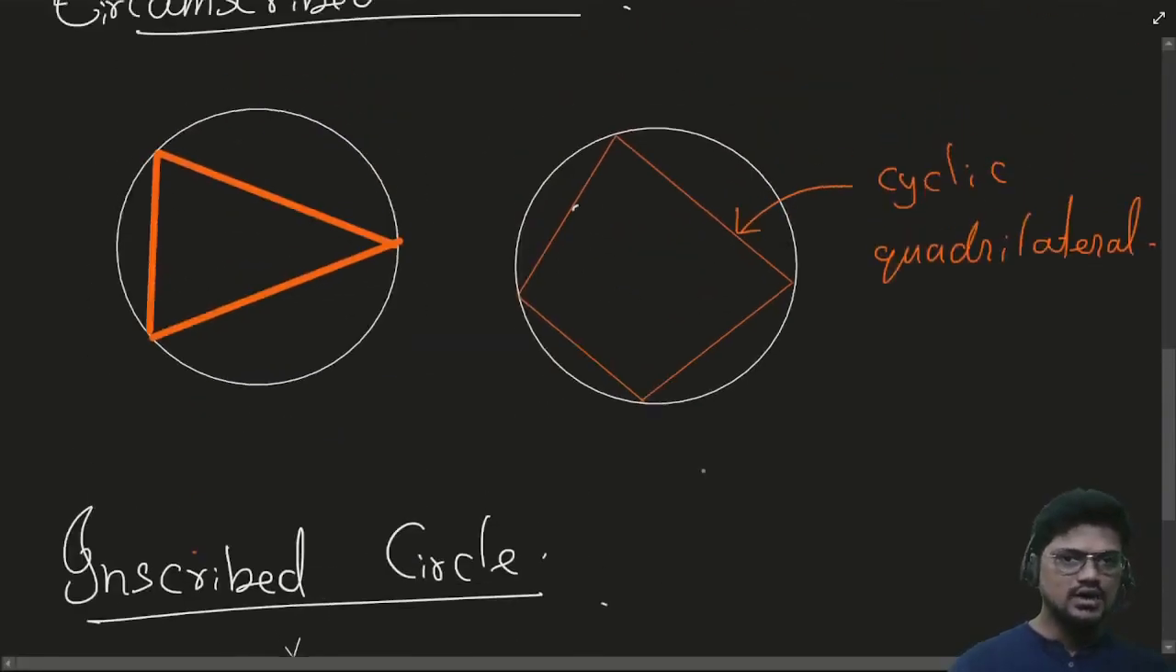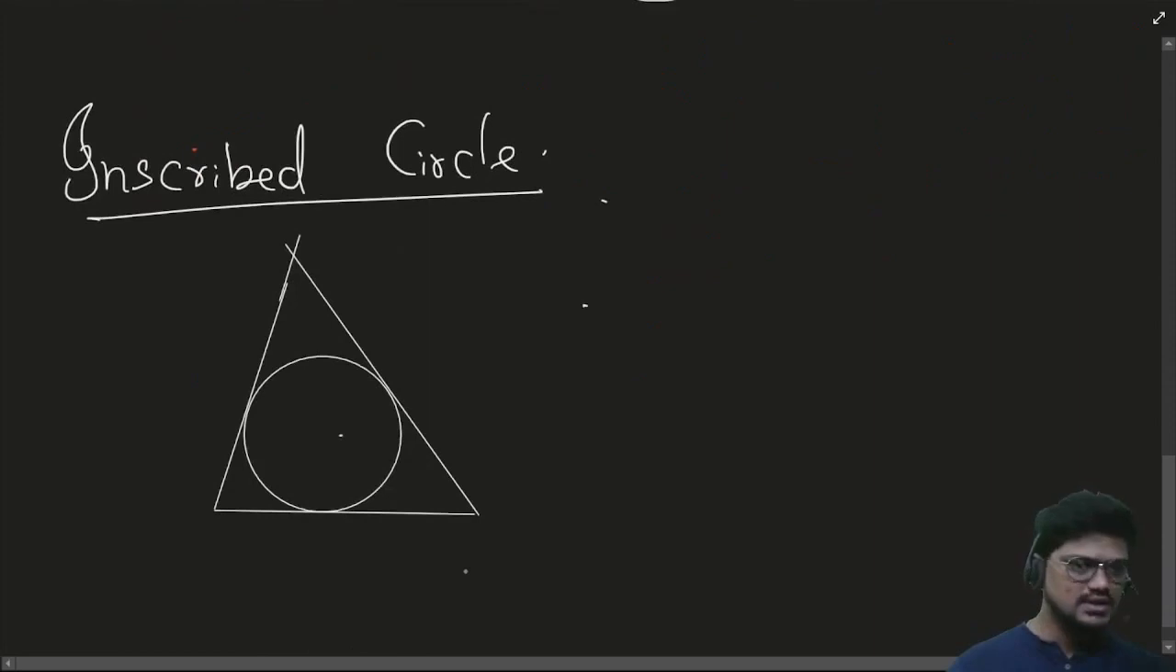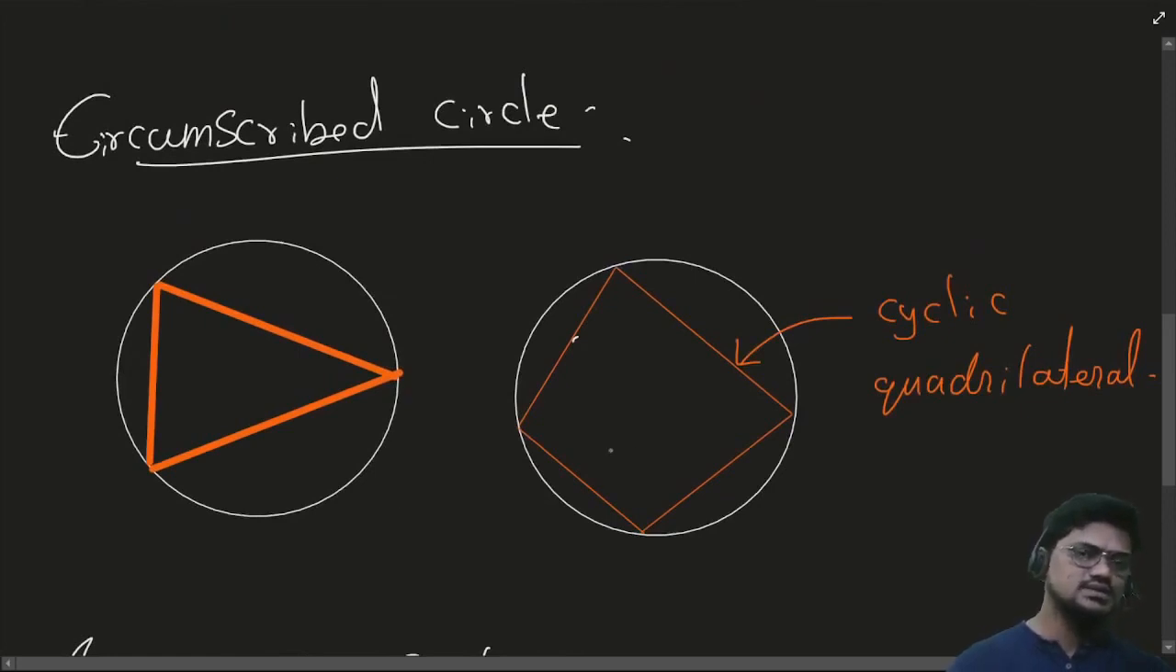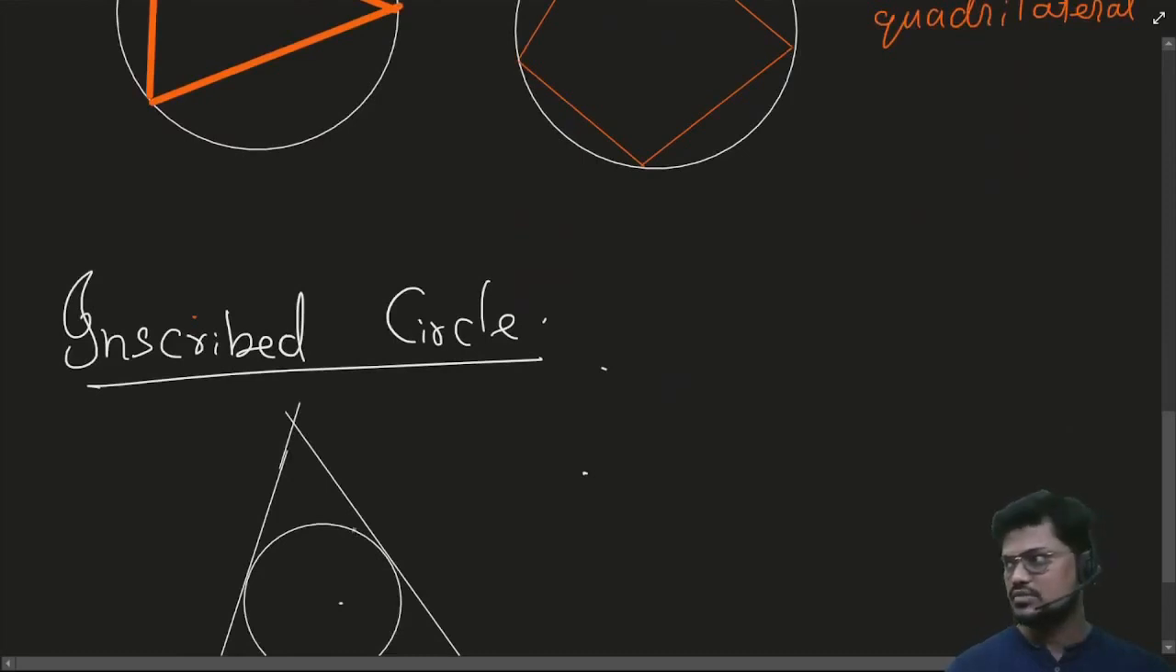Over here, the circle is touching all the vertices of the polygon. Over here, the circle is touching all the sides of the polygon. This is called inscribed, and that is called circumscribed. Over here, the circle will be outside the polygon, and over here, the circle will be inside the polygon.